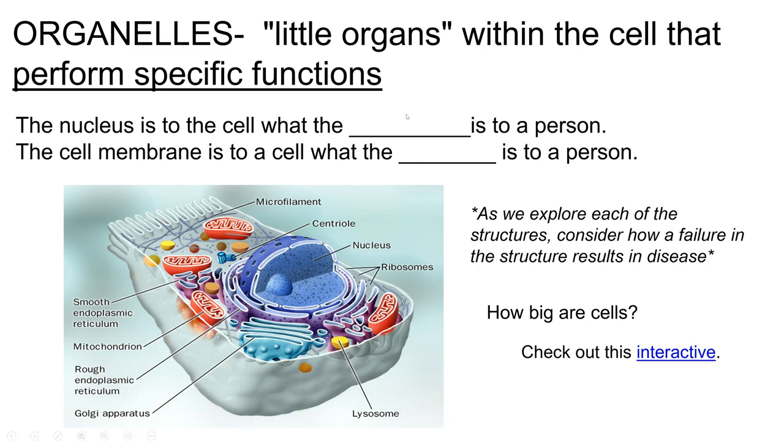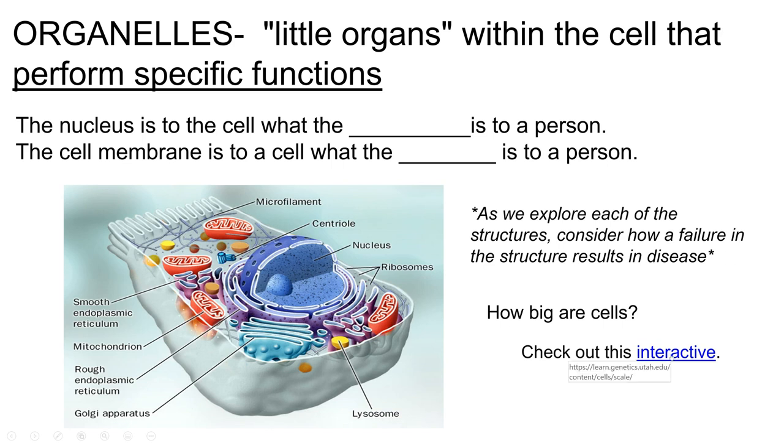If you said brain, you're right, but that's not exact. The cell membrane is to a cell what the blank is to a person. That would be the skin or integumentary system. As we explore each of the structures, consider how a failure in the structure results in disease.